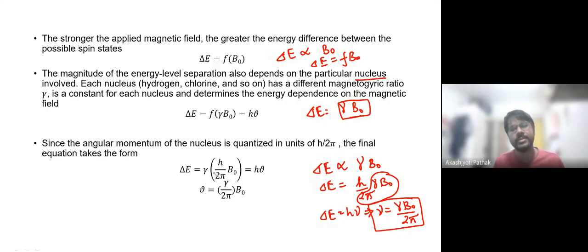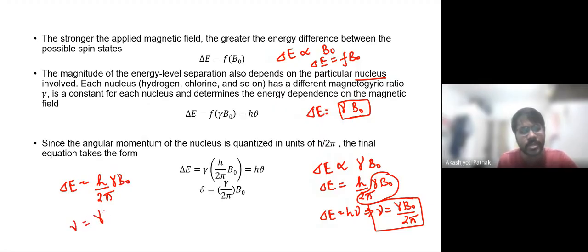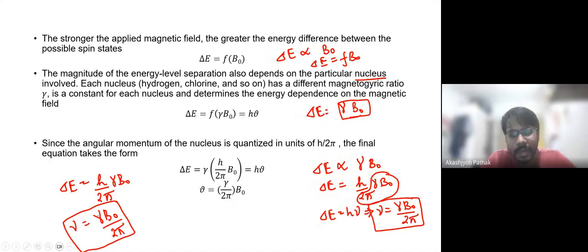ΔE is basically the separation between the two spin states, and that is given by the expression ΔE = h/2π γB0. And your resonance frequency is what? Your resonance frequency is γB0/2π. So your resonance frequency is directly proportional to the gyromagnetic ratio of the nuclei and the applied magnetic field. Remember this expression, because towards the end we will solve a few questions where you will be required to apply these equations.